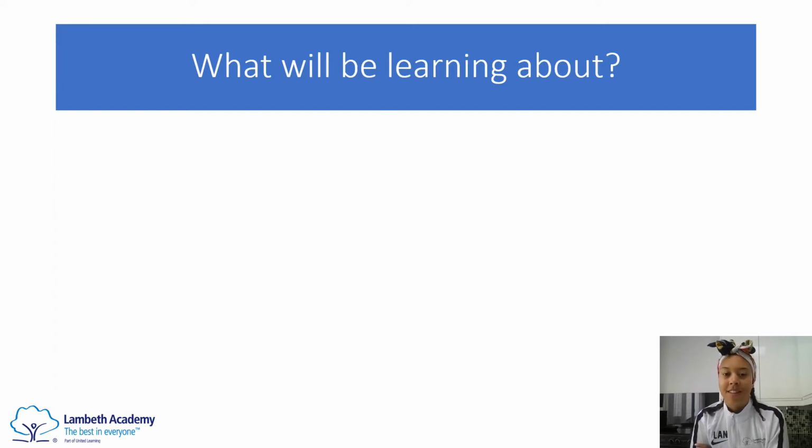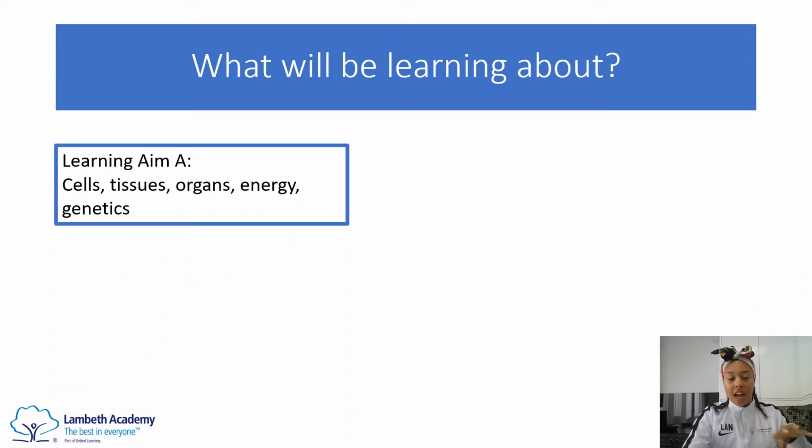Last week you had the task of researching some of the body systems. We did that so that you had a really basic understanding of what they all are. Now I'm going to talk you through, very briefly, what we will be learning about throughout this unit. So I'm going to talk you through learning aim A, B and C. With learning aim A, we will be looking at cells, tissues, organs, energy and genetics.